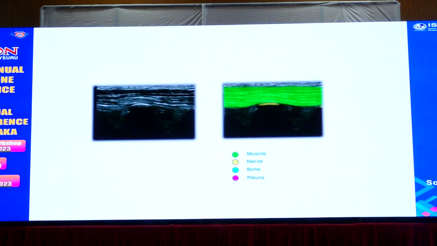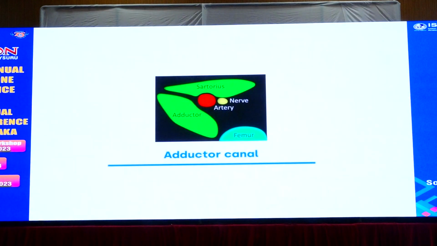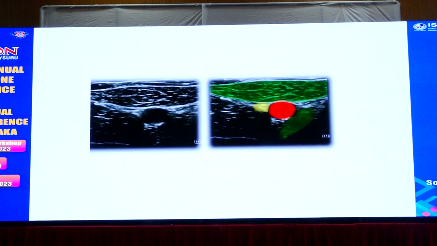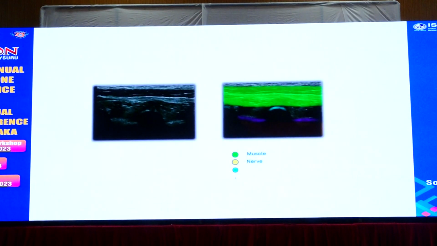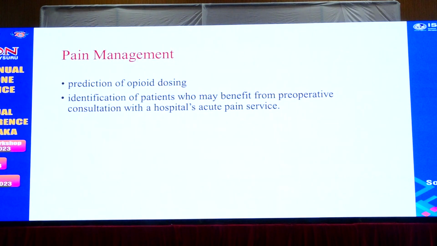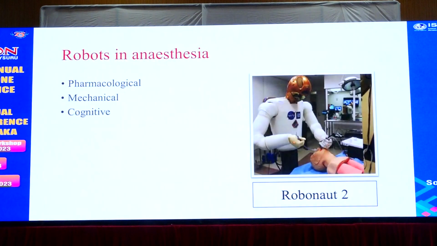This is a sonoanatomy picture. The color is overlaid by the software. So it helps to identify what is muscle, what is artery, what is vein. It helps anesthesiologists to identify the particular structure and guide the needle. This is an application of the AI in clinical practice. It also helps to predict opioid dosing and identify the patient who may benefit from preoperative consultation. Already I discussed operating room logistics.